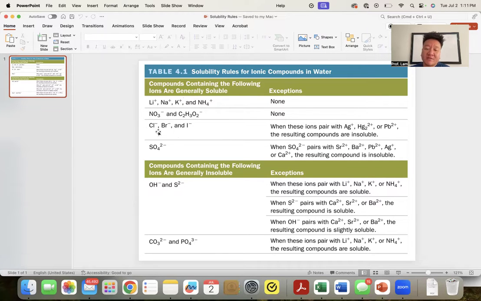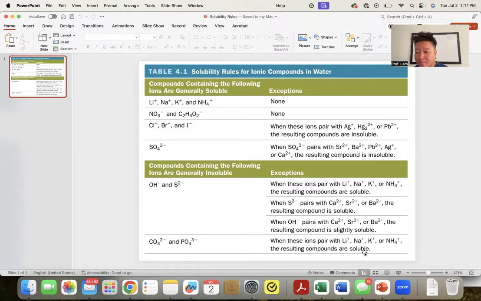And then you have this third row: chloride, bromide, and iodide are generally soluble in water, but if they are paired with these metals here, silver, mercury, and lead, then they're insoluble. That's how you read it. And then you've got the bottom section here. Ions that are generally insoluble would be hydroxides, sulfides, carbonates, and phosphates, but you have this list of exceptions as well.